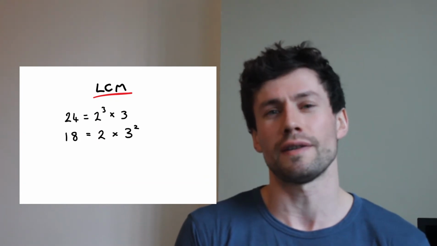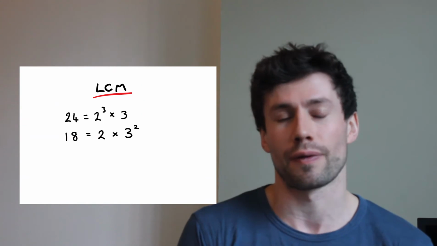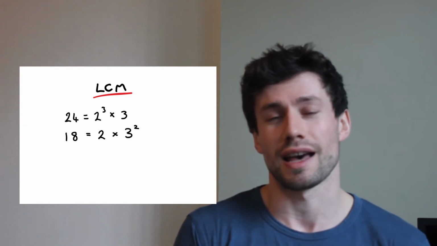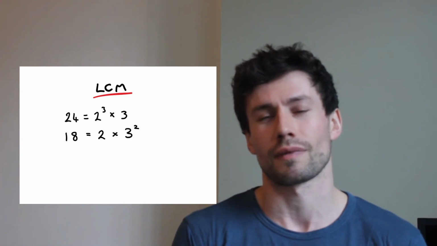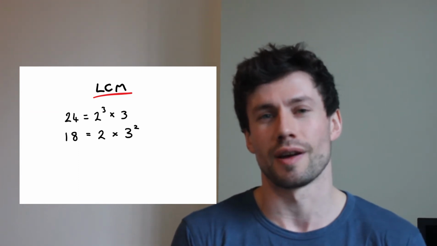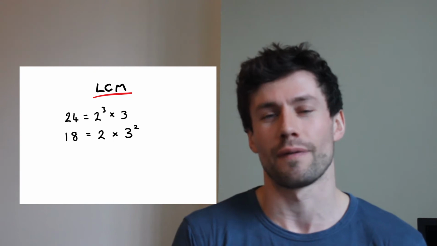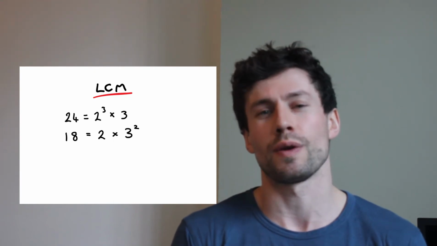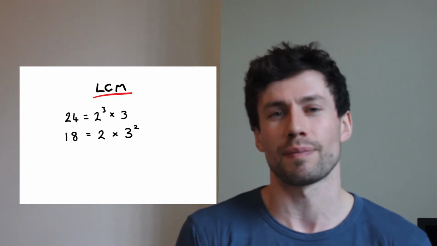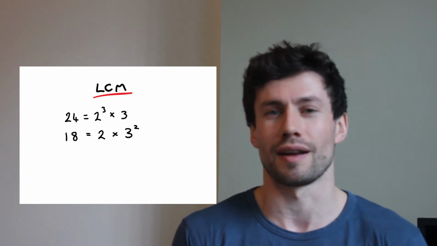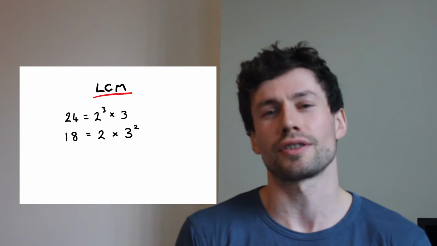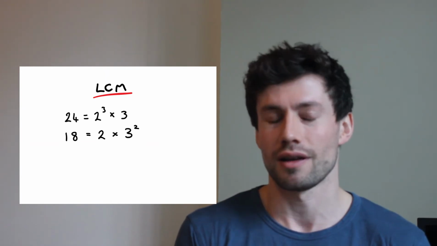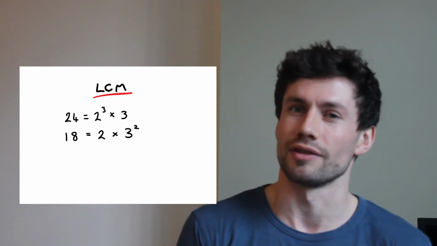Therefore, 24 is going to be 2 to the power of 3 times 3, and 18 is going to be 2 times 3 squared. Once we've written out our two numbers in this index form of their prime factorization, we want to circle the highest power of every prime that appears on the page. Let me repeat that. We want to circle the highest power of every prime that appears on the page.